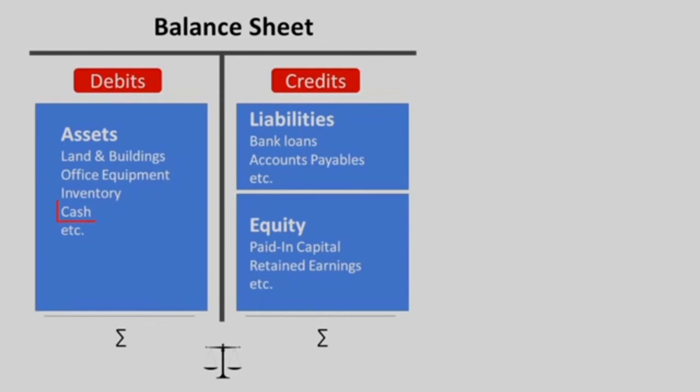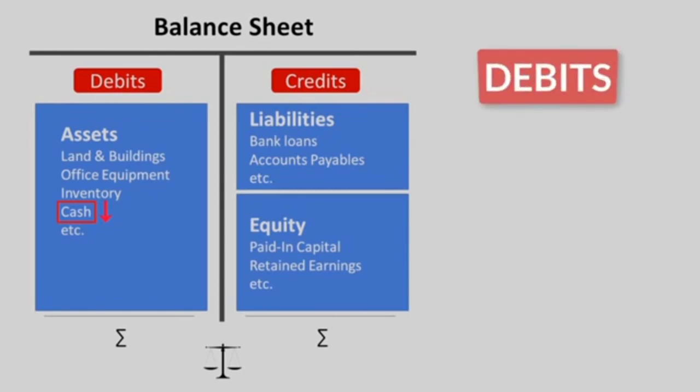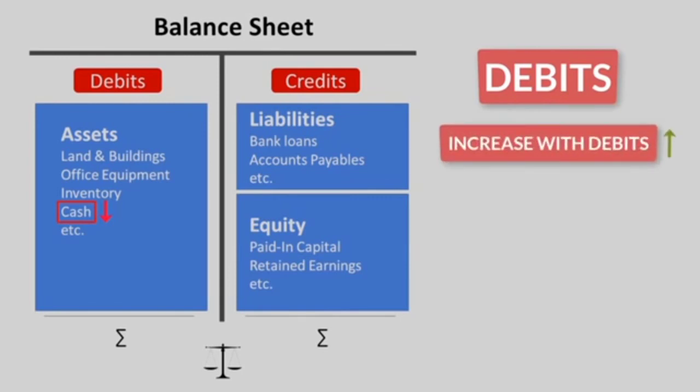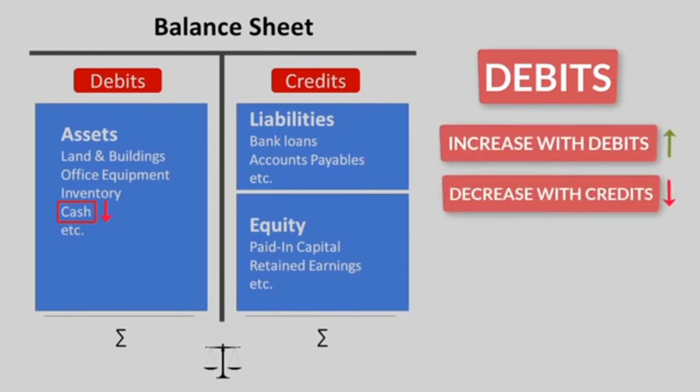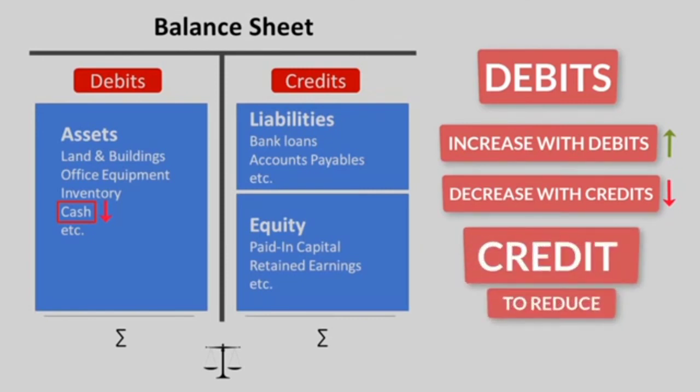So let's take cash for example. Cash is an asset, so it resides on the debit side of our equation. When you take money out of your account to pay for something, you reduce your cash balance. And remember our rule, the balance on the debit side increases with debit and decreases with credit. So do we debit or credit the cash account? We credit it because we reduce it.